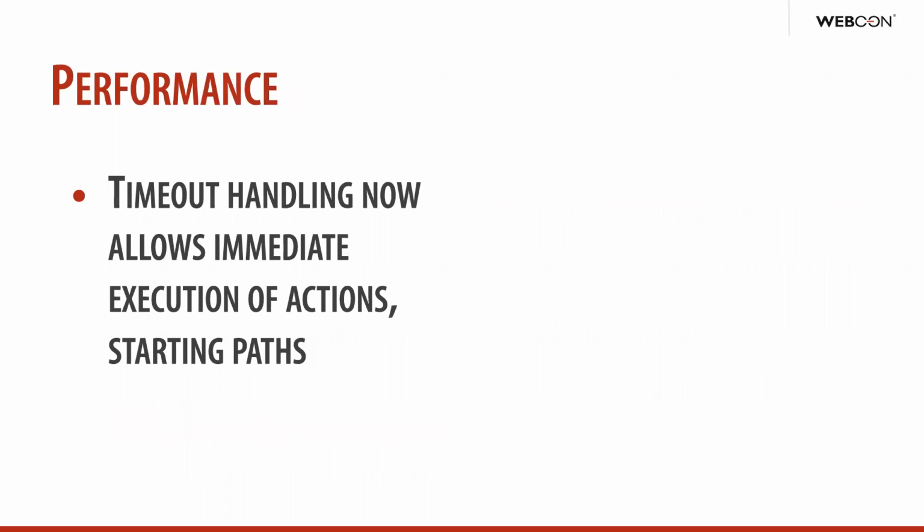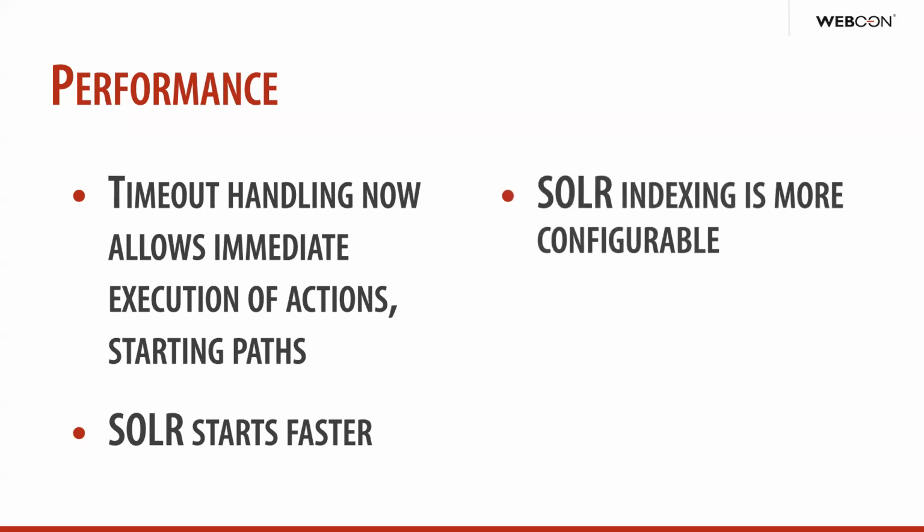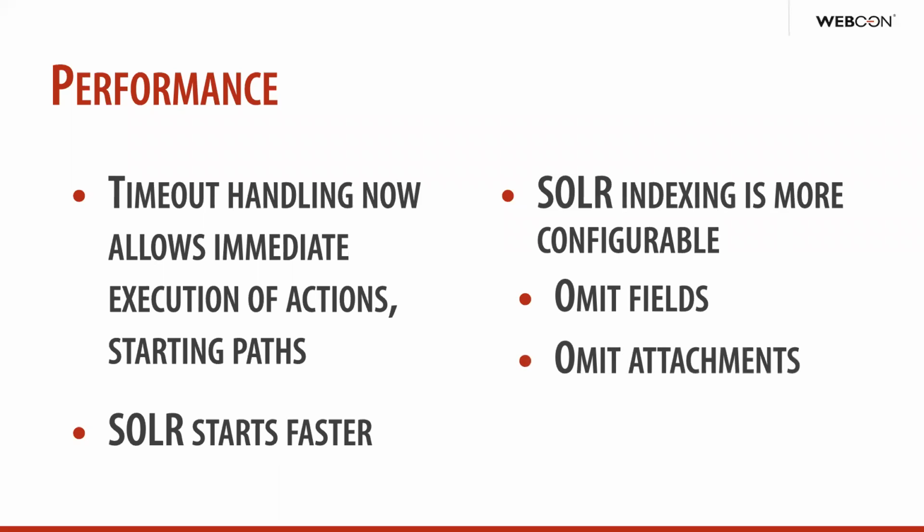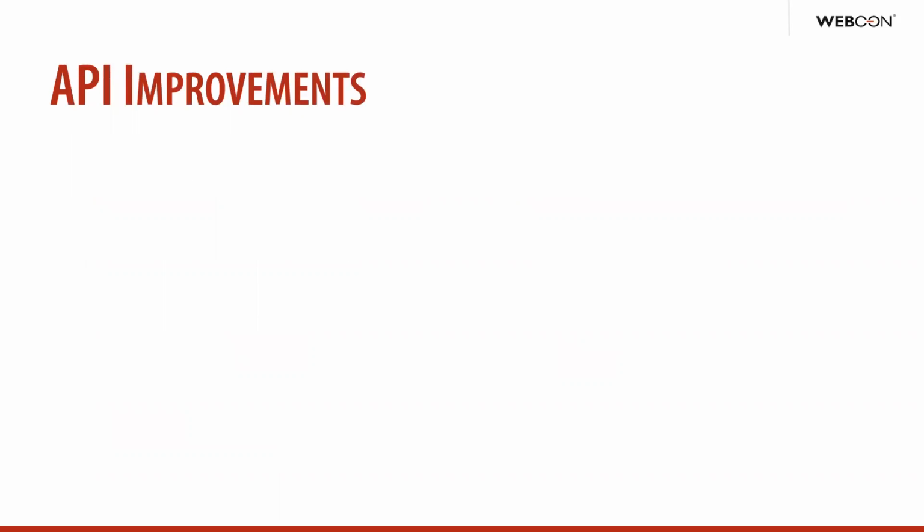Performance has improved. We now do better timeout handling and timer handling, so we can more quickly execute actions and start paths and such. The Solr search index happens a lot faster too. It's also more configurable. You can tell it which fields you want to omit from the index and whether you would prefer to omit attachments as well. Although by default, we'll still index everything. Unless you really want to do that, just continue to use it. It just works.